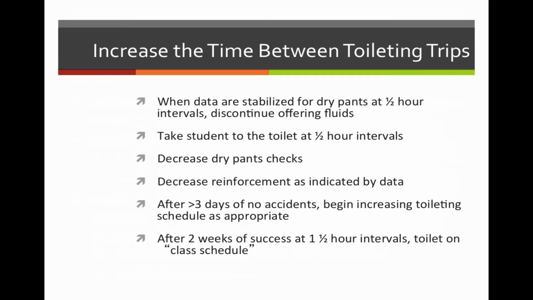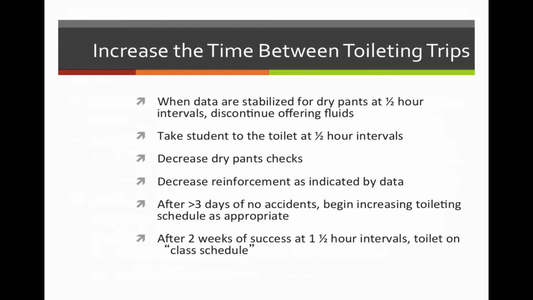So when our data stabilize that a kid can go half an hour, we're going to discontinue the fluids. So this is going to give us less opportunity, but it becomes more natural. The students go to the toilet every half hour because we don't want to increase accidents. We're going to decrease dry pant checks, so we're not going to do it every 5 minutes. We're also going to decrease reinforcement based on what our data is saying. Kids get sick of even their favorite things when it's given all the time. So we're going to decrease that.